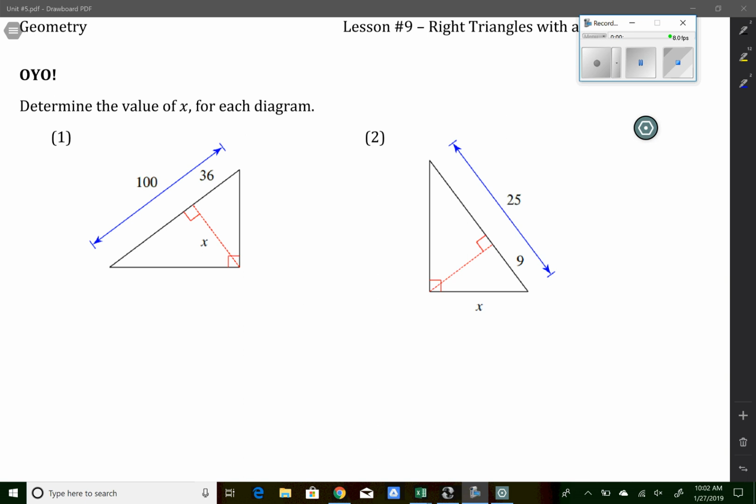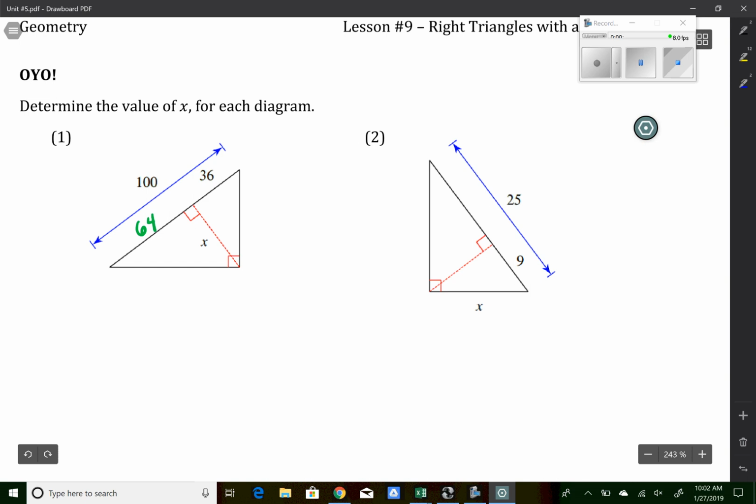So in class, at the end of the period, we had some time to do a couple on-your-own questions. If you follow along with me, you can get the answers to those here. For the first one, it tells us that the length of one whole side here is 100, and then one piece of it is 36. So this other piece must be 64.